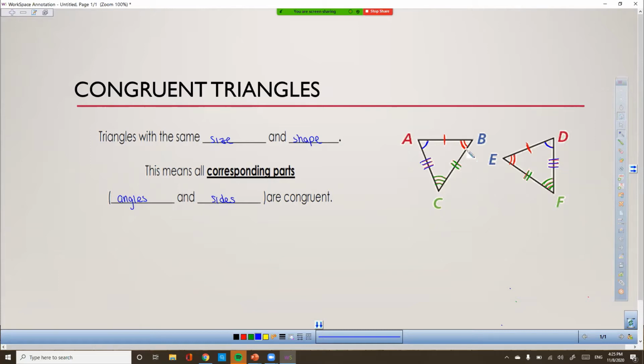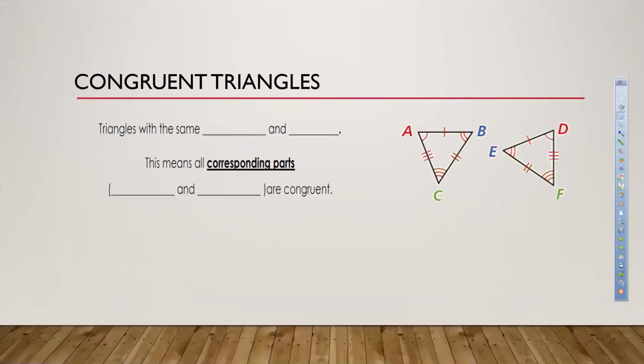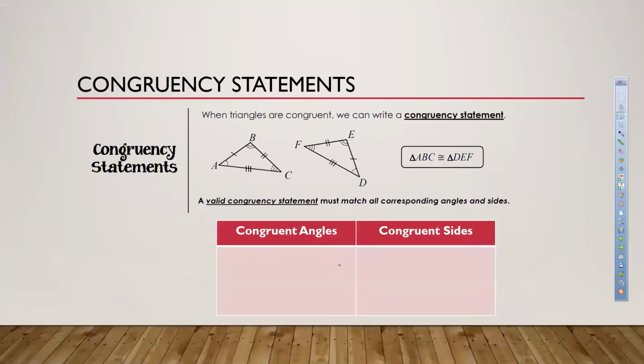Now with that information, we can actually write something called a congruent statement. The congruent statement for these two triangles would be triangle ABC is congruent to triangle DEF. And this right here is called the congruent statement. For this statement, the order is very, very, very important. All right, so when triangles are congruent, we can write a congruency statement.